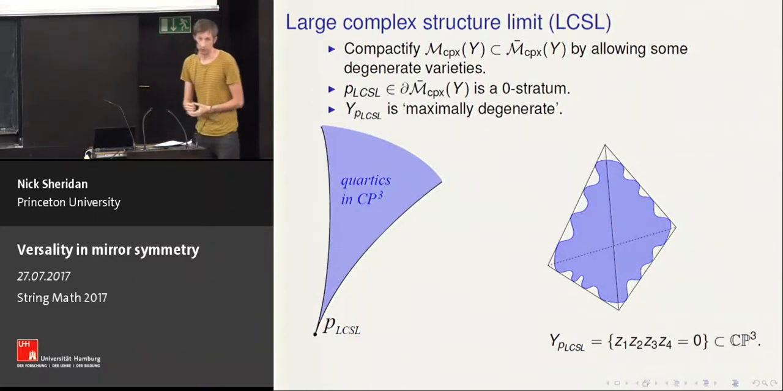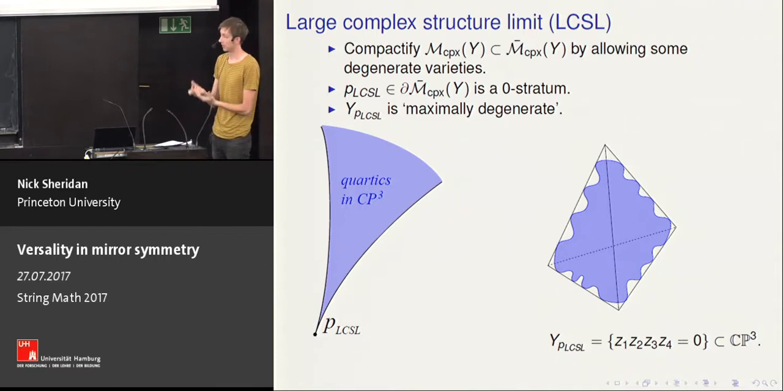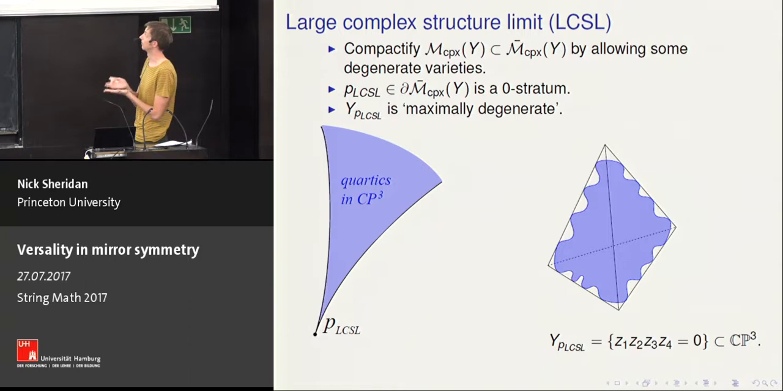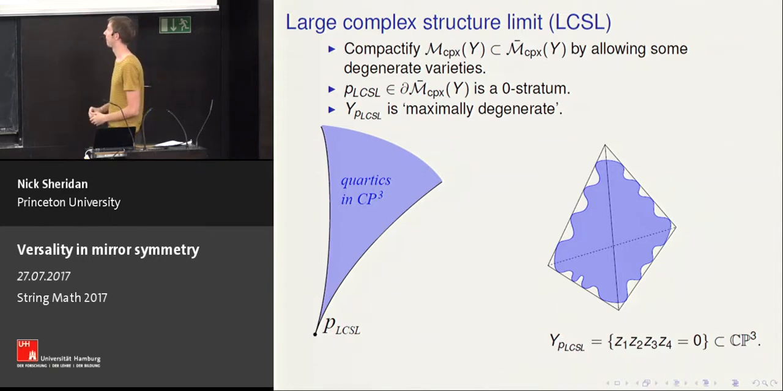But the story I'm actually going to talk about has to do with versality at points in the boundary of a compactification of the moduli space. So we can compactify the complex moduli space by allowing some degenerate varieties. And the large complex structure limit point is a zero stratum in the stratification of this compactification. It's the deepest point. In some sense, the corresponding variety is maximally degenerate.